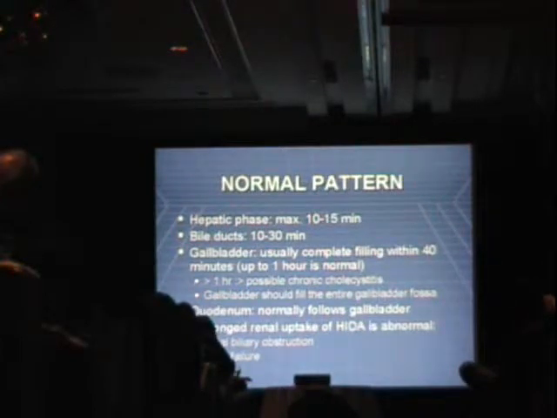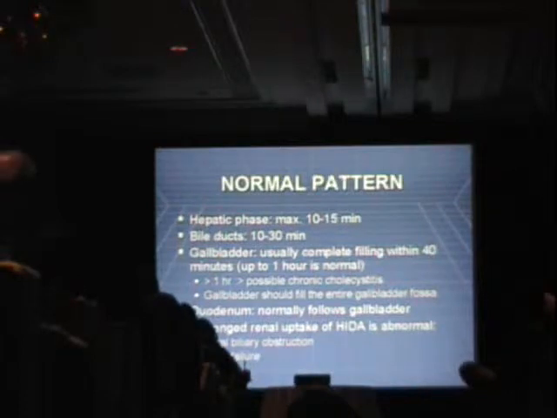But I can't emphasize enough that this is not a test for chronic cholecystitis. It's a test for acute cholecystitis. And chronic cholecystitis is a default diagnosis for an abnormal study that turns out not to meet the criteria for acute cholecystitis. There are patients that have a fairly normal initial part of the study, and they have chronic cholecystitis as well. We're not diagnosing that. It's not sensitive for that. It's the default diagnosis.